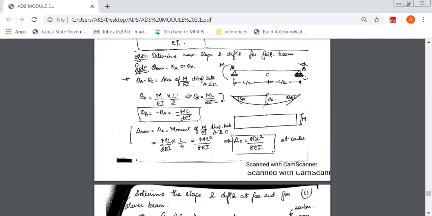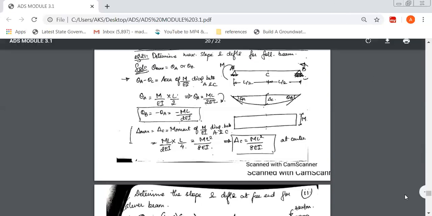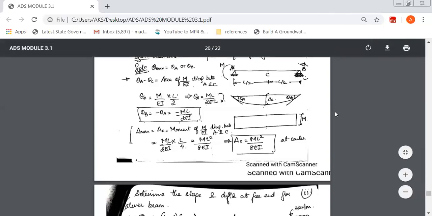This is how we calculate. So remember one thing: for a simply supported beam, we always calculate maximum slope and maximum deflection, where maximum slope is at the support and maximum deflection is at the center, and we always find the moment with respect to the supports. Okay, that's all with this moment area method. Thank you.